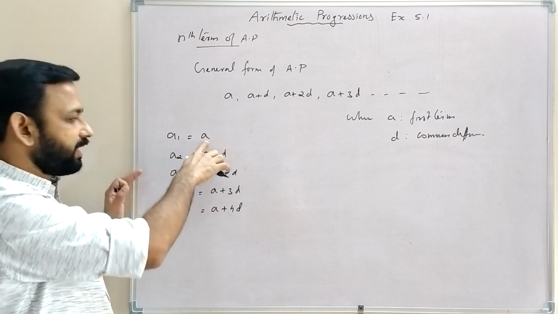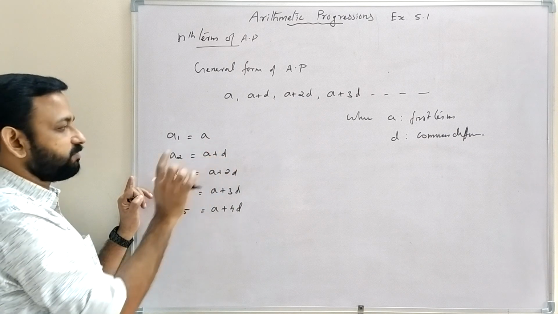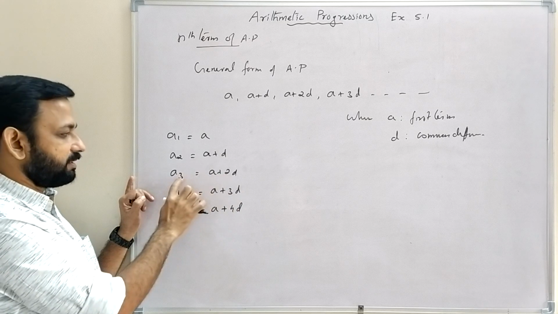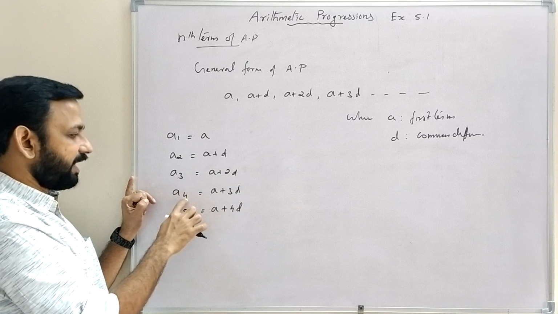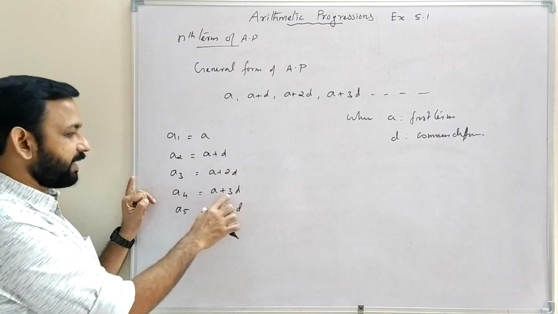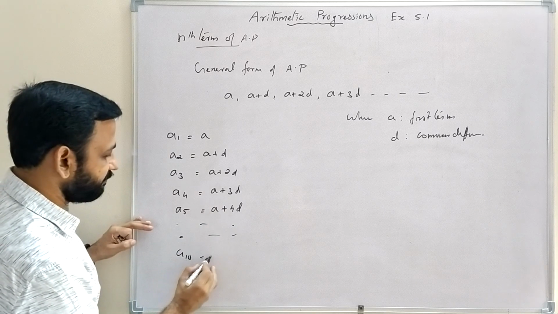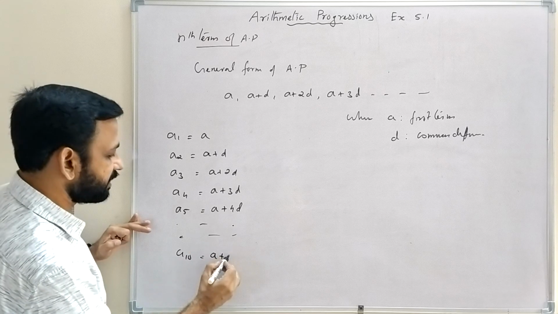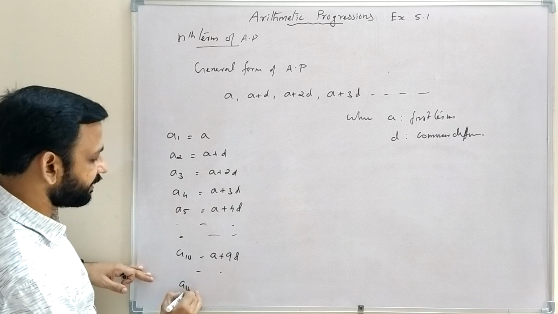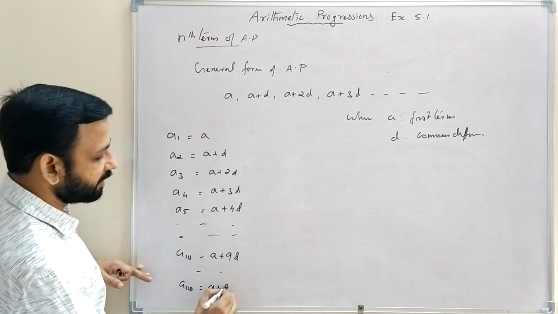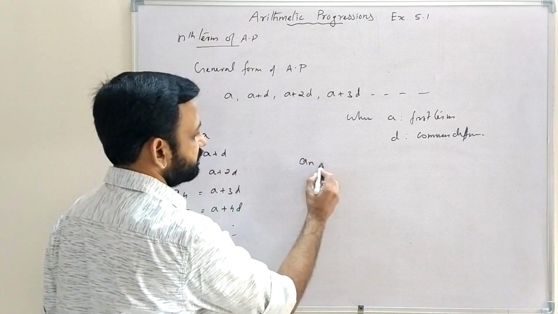a1 is equal to a. a2 is equal to a plus 1d. So if it is 2, here it is 1. a3 is a plus 2d, one less than this number, 3 minus 1, that is 2. And here a4 is a plus 3d, that is 4 minus 1, that is 3. So similarly we can find a10. a10 will be a plus one less than 10, that is 9d. a plus 9d. And we can find a100. a100 is equal to a plus 99d.